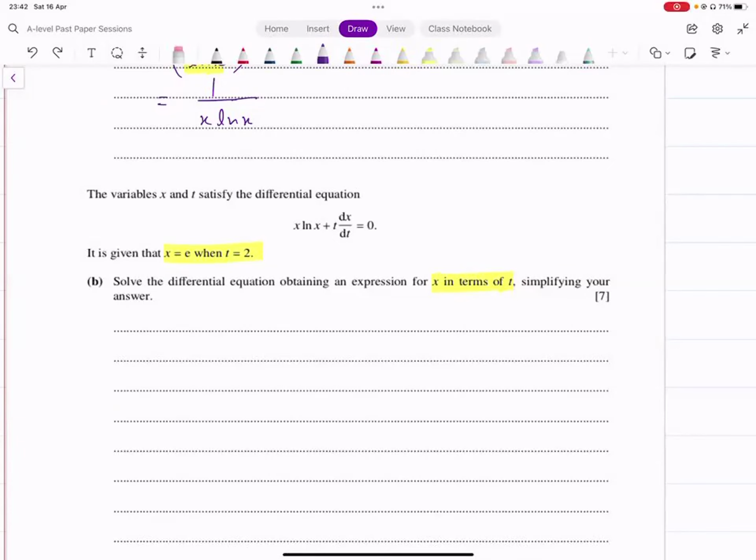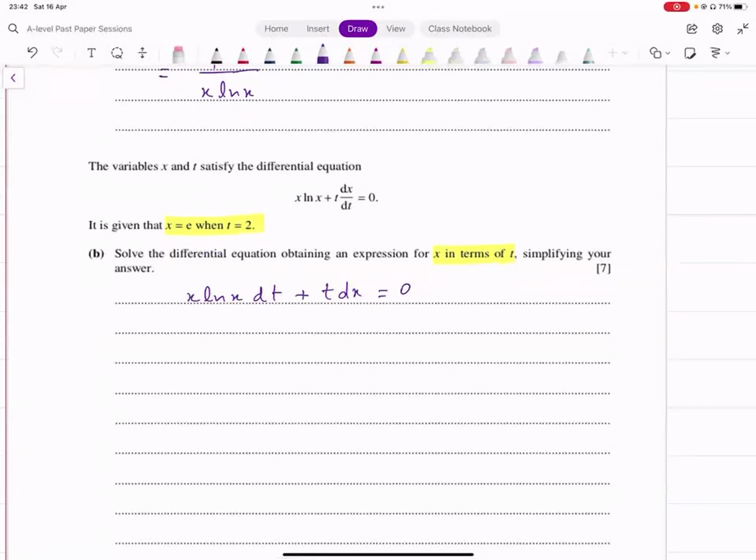We get x ln x dt plus t dx equals 0. अब dt को right side पे ले जाते हैं. What does that give us? That gives us t dx equals minus x ln x dt. ठीक है? This is what we are getting.